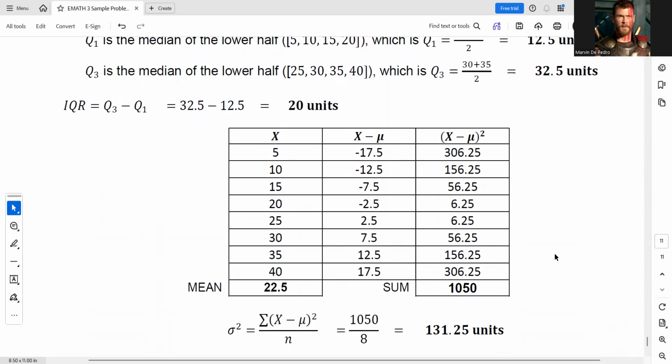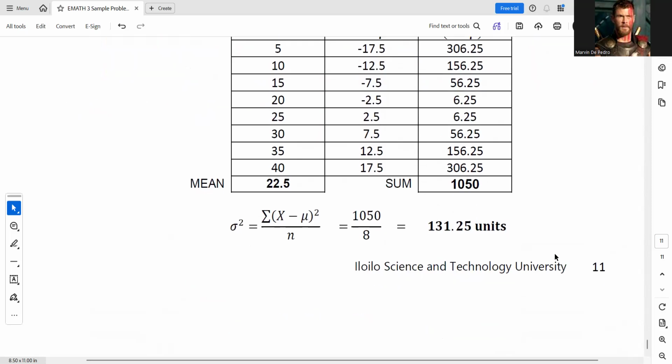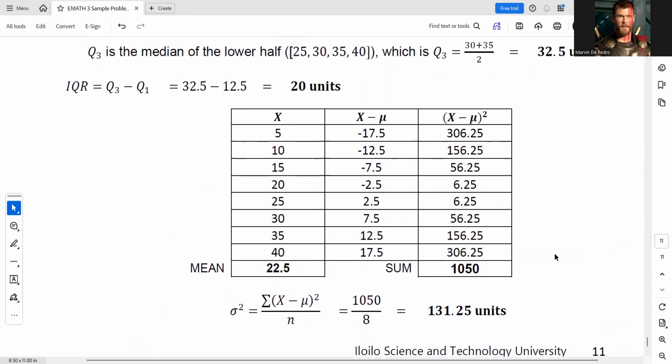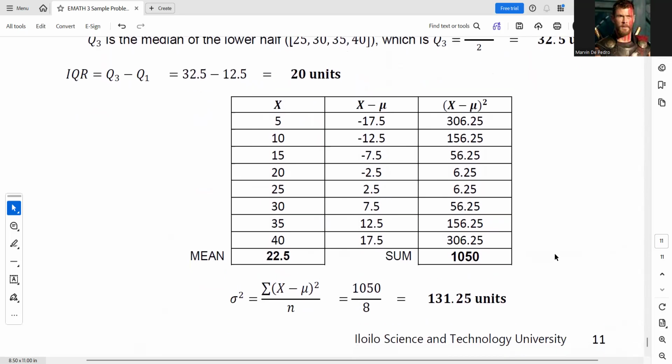All right, that's for the second example. I mean, that's the last example already. I didn't notice. I hope you've learned something. That will be all for our examples for Module 1.